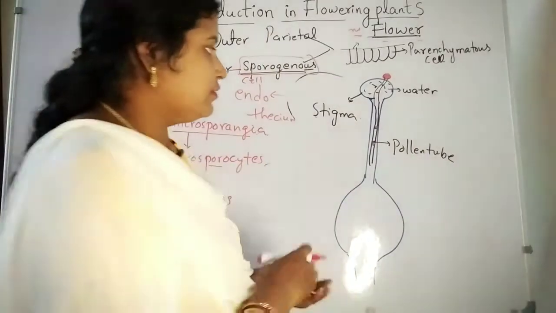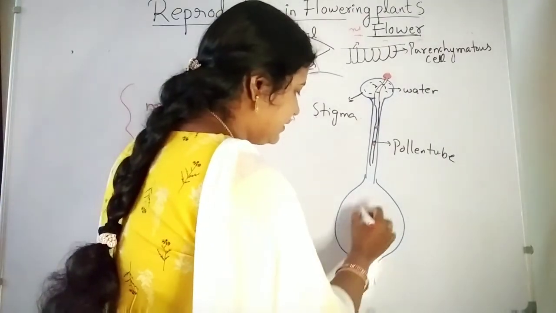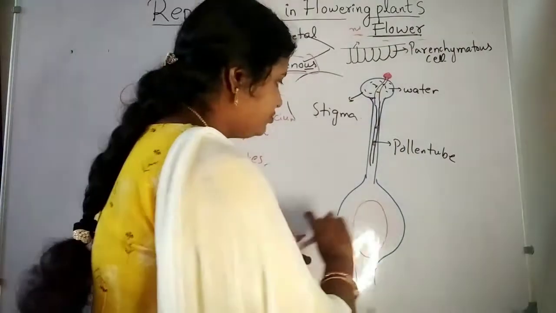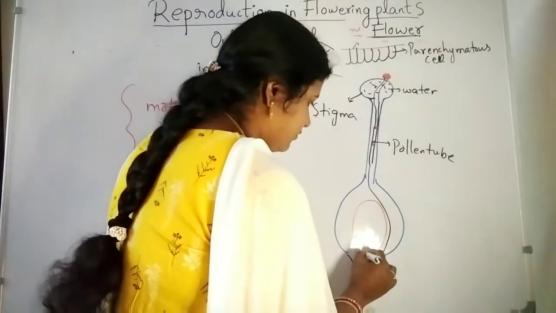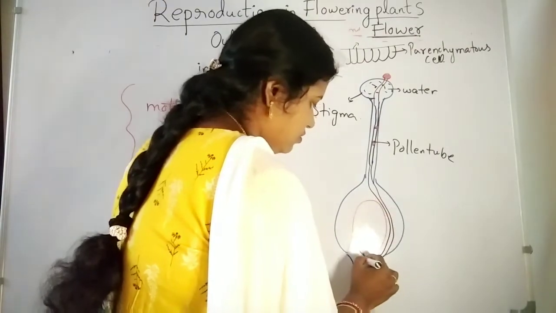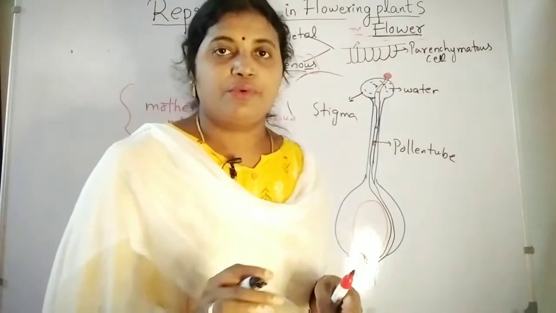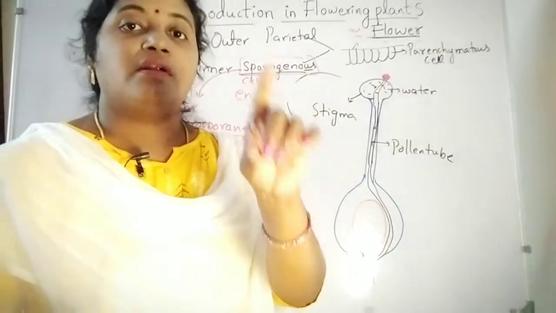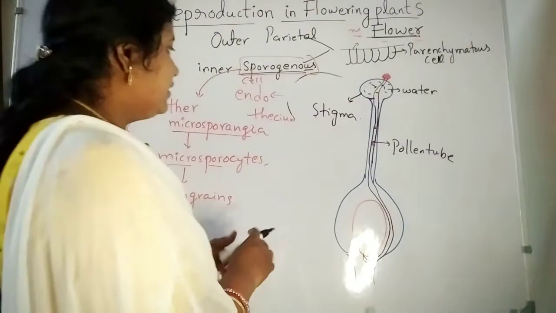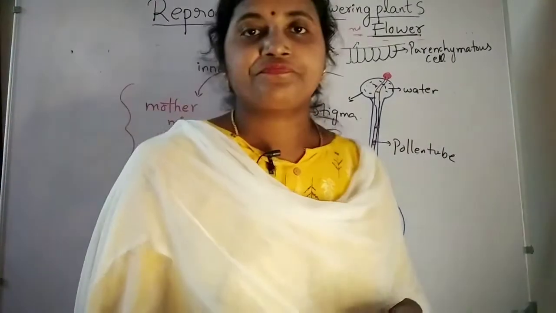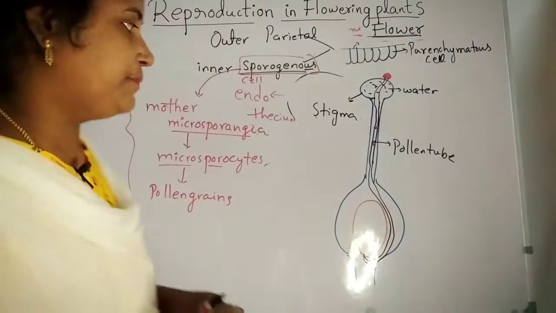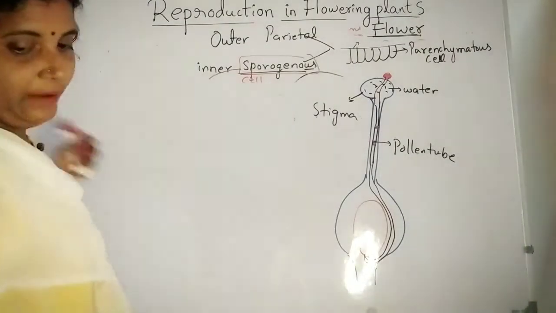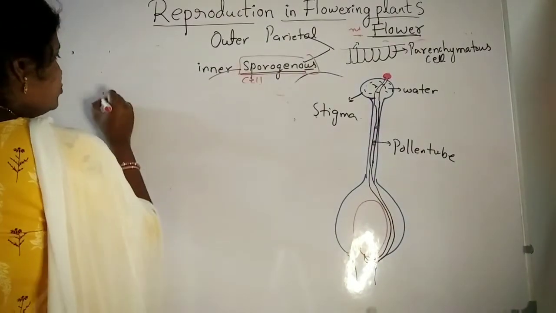So here the pollen tube, finally, there is an ovary, and it is going to reach the base part of the ovary, and the fertilization also takes place at the base part of the ovary. So here the formation of female gametes, what is that process we call? The process of formation of female gametes is known as megasporogenesis.